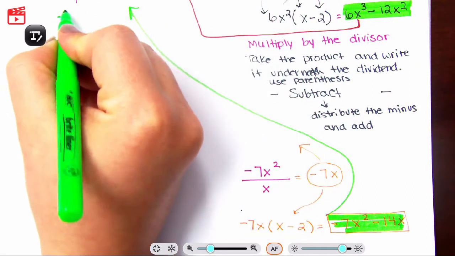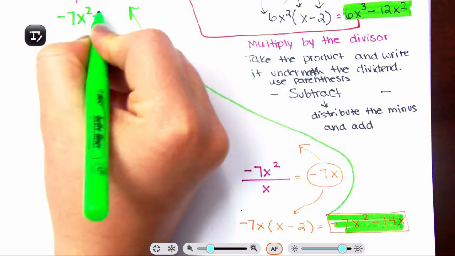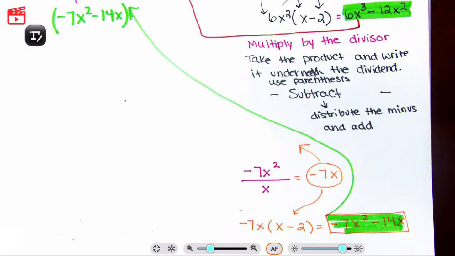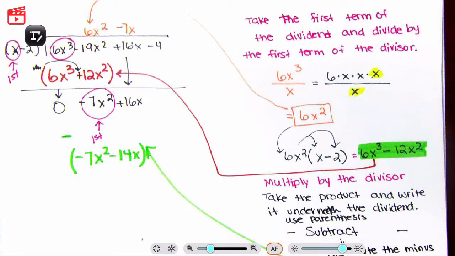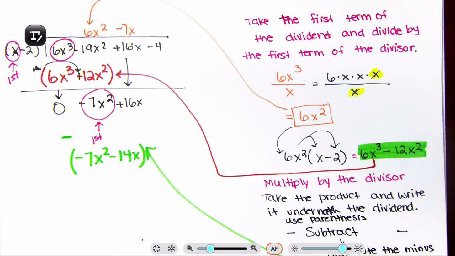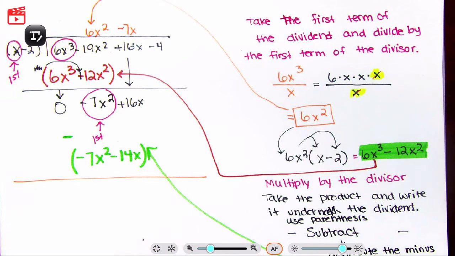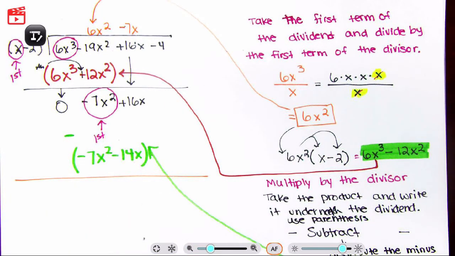And I have negative 7x squared minus 14x, putting that in a bubble because I need to subtract the 2. Now, I have my minus 7x here. Don't worry about it. That's part of our answer. This part here, we need to simplify. Again, we're going to subtract. We're going to distribute that negative and add.